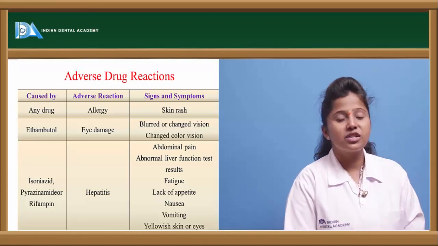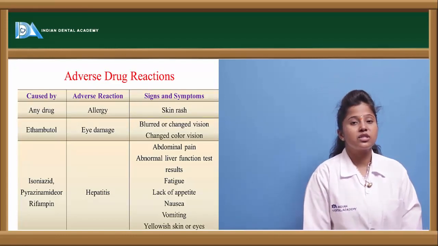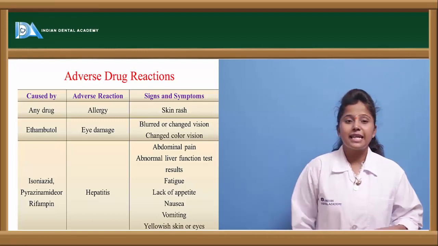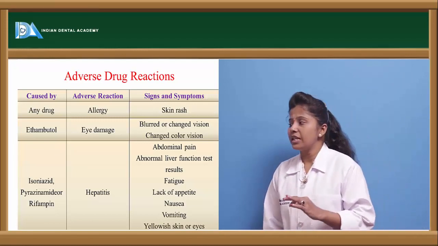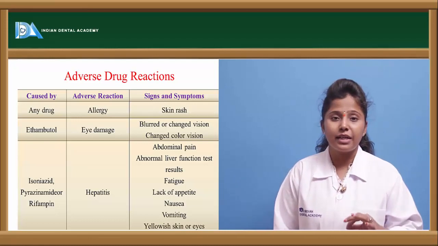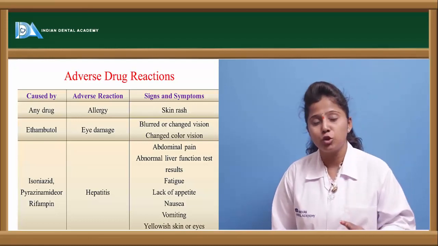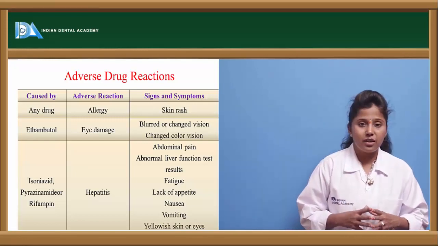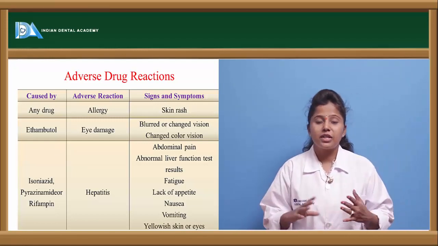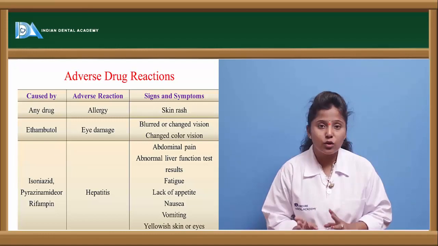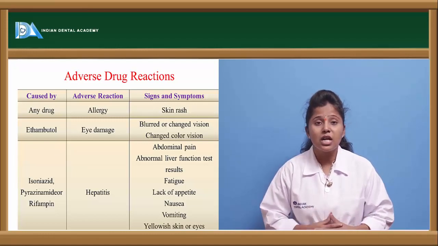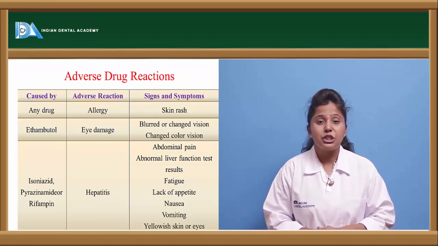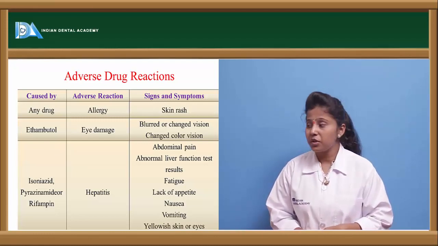Let us see the adverse drug reactions. So what are the adverse drug reactions which are caused because of these drugs? First, any drug which is given against tuberculosis commonly causes rashes or skin allergy. Whatever the drug, whether it is a first line drug, second line drug or newer drug, all these drugs can show a common symptom called allergy. So skin rashes can be observed in that particular person.